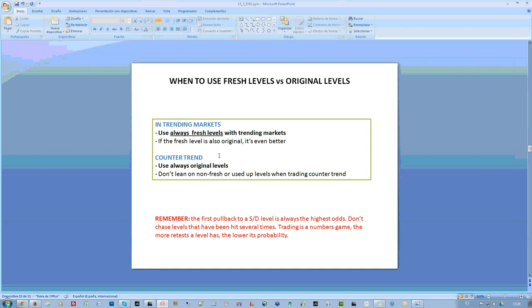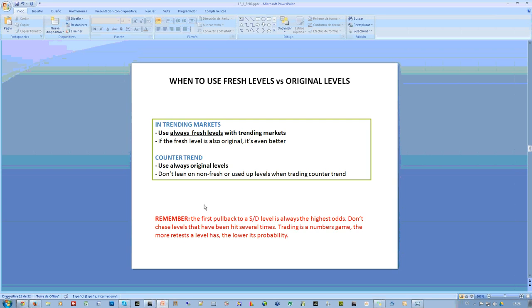But if we want to do counter trend, we always lean on original levels, that is, levels that are not a reaction to previous levels. We shouldn't lean on non-fresh or used up levels. Used up means more than 3 retests if we want to trade counter trend. And remember that the first pullback to a supply and demand area is always the highest odds.